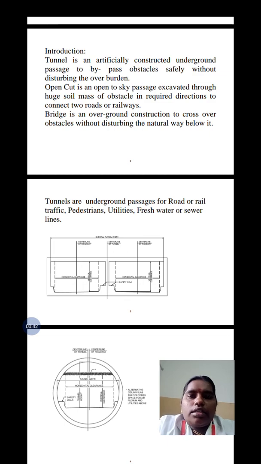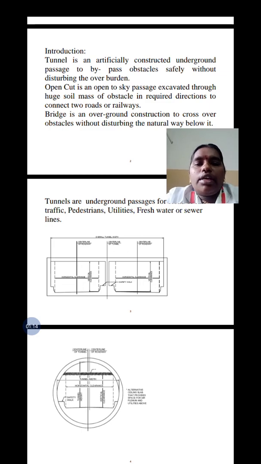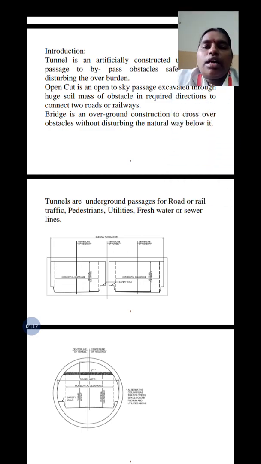First I introduce what is meant by a tunnel. A tunnel is an artificially constructed underground passage to bypass obstacles safely without disturbing the overburden. An open cut is an open-to-sky passage excavated through a huge soil mass of obstacles in the required direction to connect two roads or two railways. A bridge is an overground construction to cross over obstacles without disturbing the natural way below it. Tunnels are underground passages for road or rail traffic, pedestrians, utilities, fresh water or sewer lines.